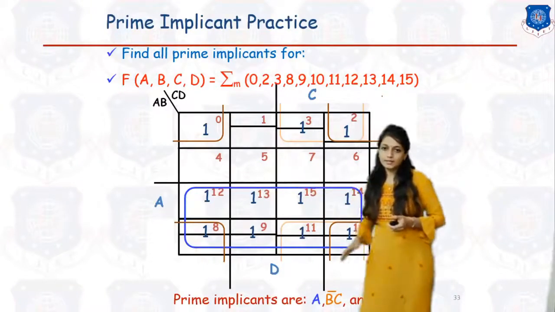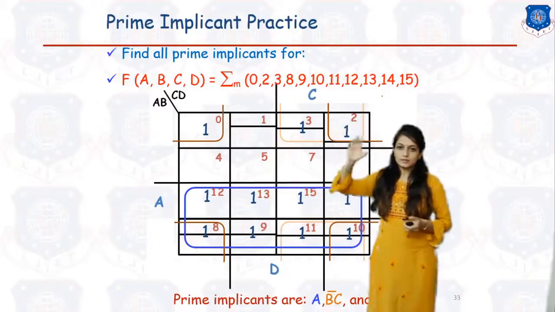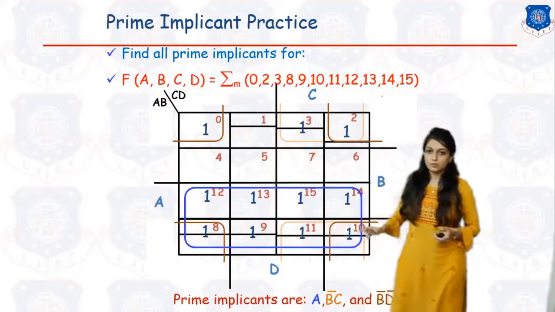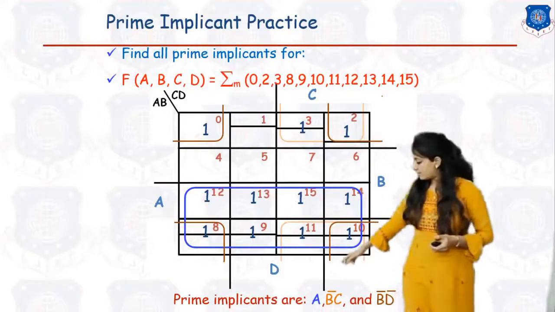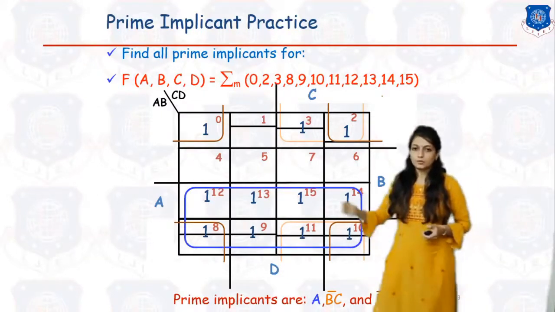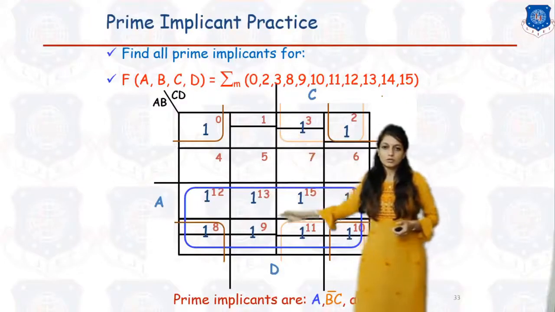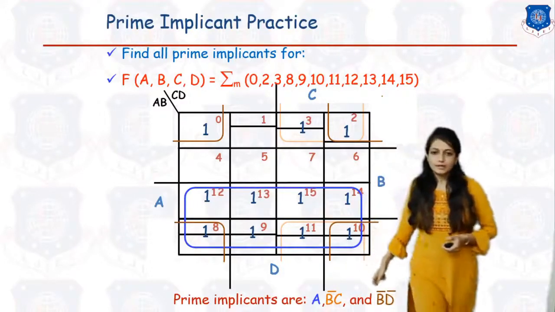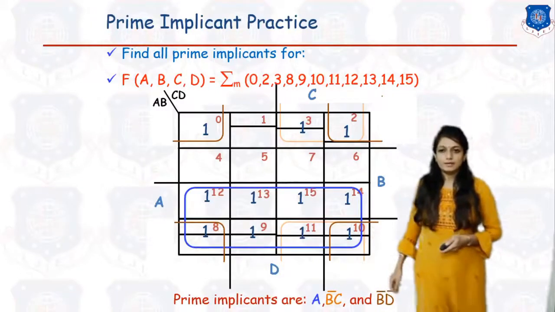One group of 8 ones, another group of 4 ones. So for the group of 8 ones, you will get the answer A, 1. For the corner group of 4 ones, we will get B bar C. And the last one, B bar D bar.